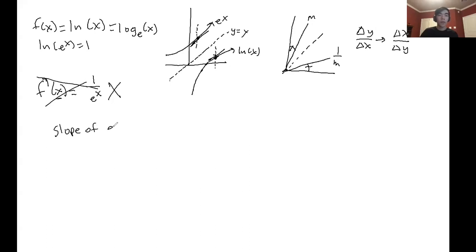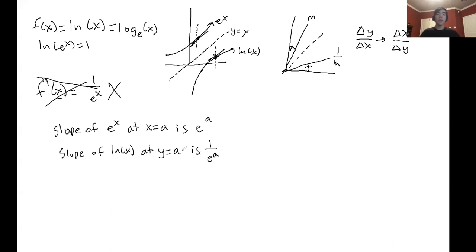The slope of e to the x at x equals a is e to the a. And therefore, the slope of ln of x at y equals a is 1 over e to the a. So I changed x equals a to y equals a, and that's because flipping over y equals x flips the x and y coordinate. So if this over here is x equals a, then when we reflect, we actually get the line y equals a.